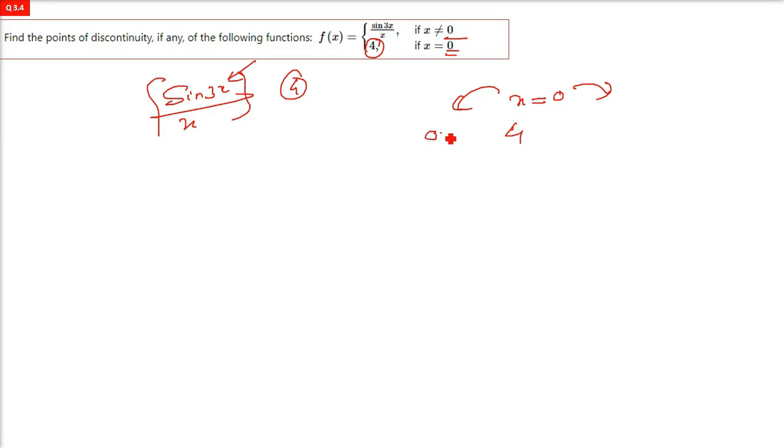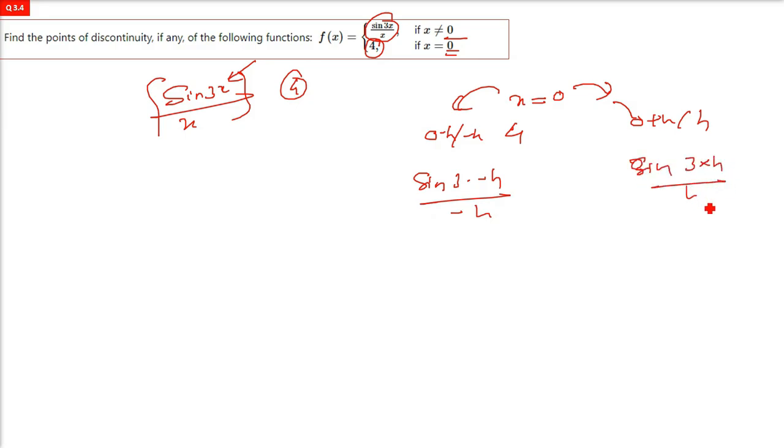And the value which is constant 4 is actually a line parallel to the x-axis. So let us take 0 minus h and 0 plus h for LHL and RHL. In the sin 3x, in place of x I am putting minus h. On the right hand side, again in place of x I am putting h. So sin minus theta is minus sin theta. So this is minus sin 3h divided by h. So you have to introduce a 3 here. Multiply numerator and denominator by 3.